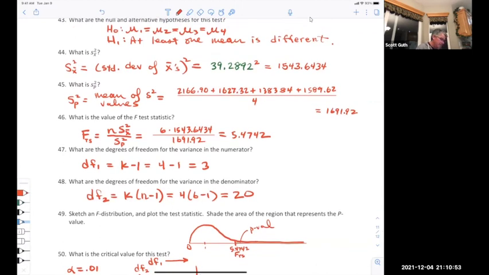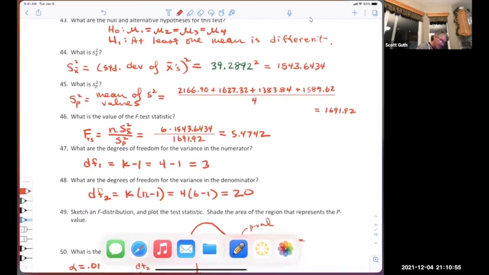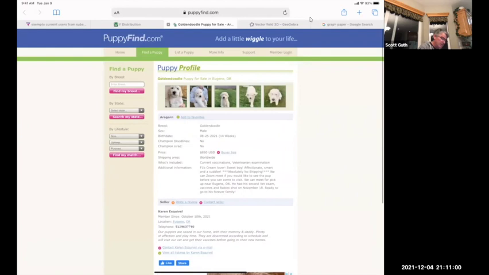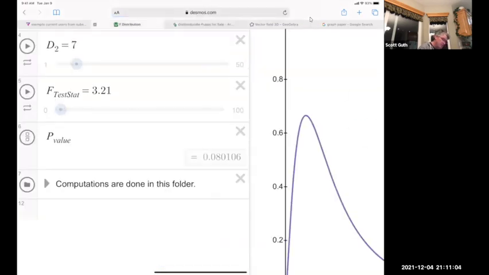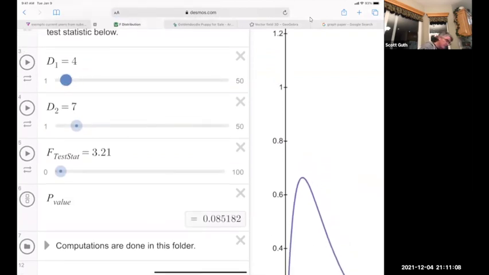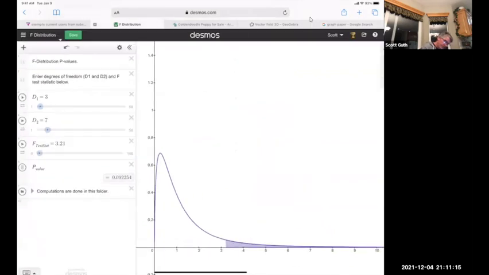Just as a reminder, Desmos has a p-value calculator that I've set up. So I'm going to go into, let's see if I've got it open here. There we go, F distribution. I think I can just dial in my degrees of freedom. The numerator was 3 degrees of freedom. And I'll dial in 20 degrees of freedom for the denominator. And you can see how the distribution changes as I do that. Right there, 3 and 20.